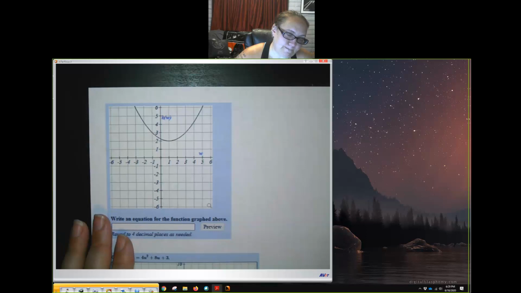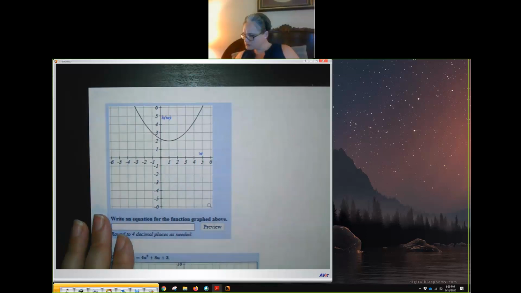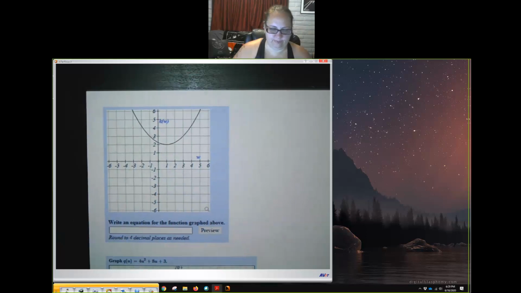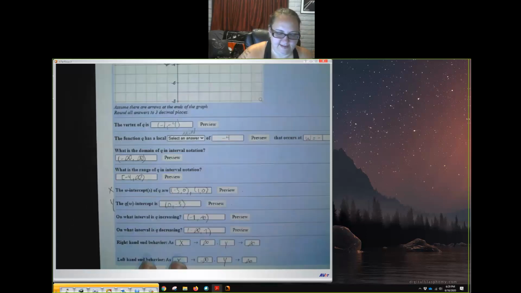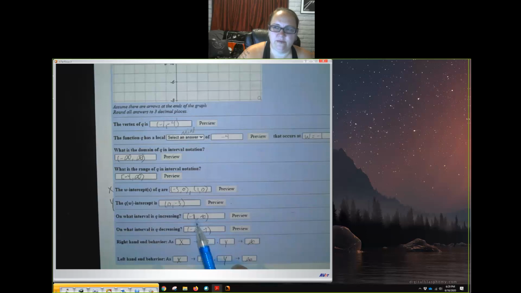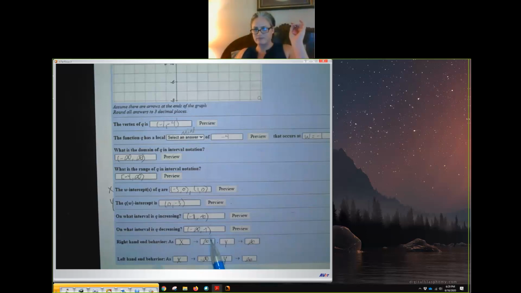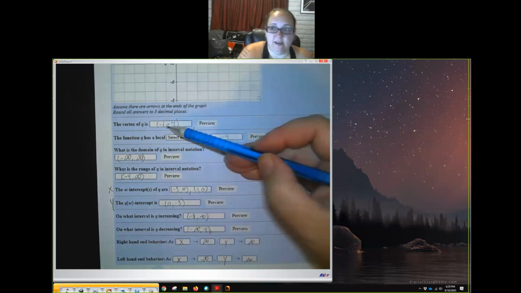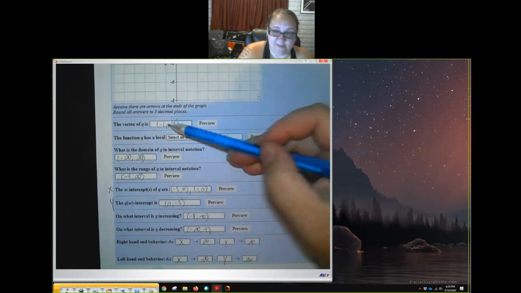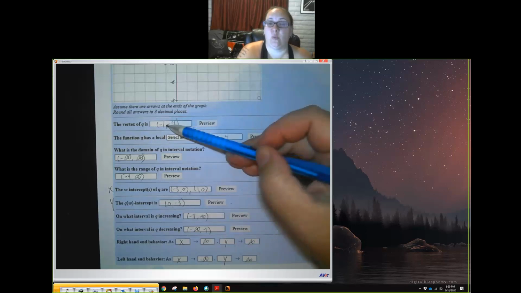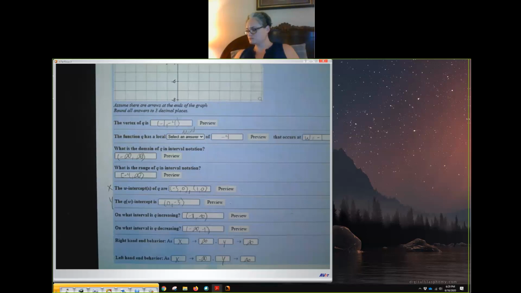Would it be -1 and -3? No. Would that be two different ones since it's a quadratic? Nope. That should be the x value of your vertex. Whatever the x value is, it should be the same as your x value on your vertex because that's where it changes direction. I see. Okay.